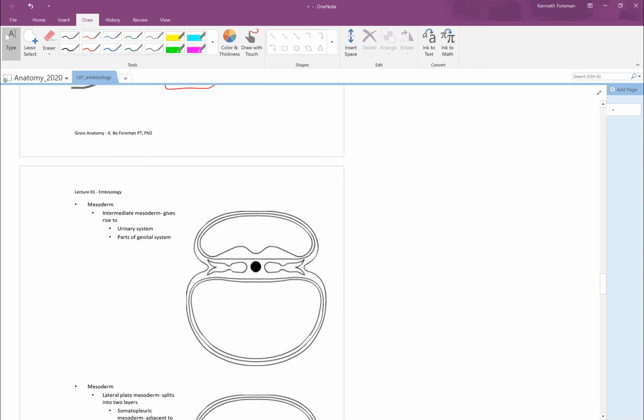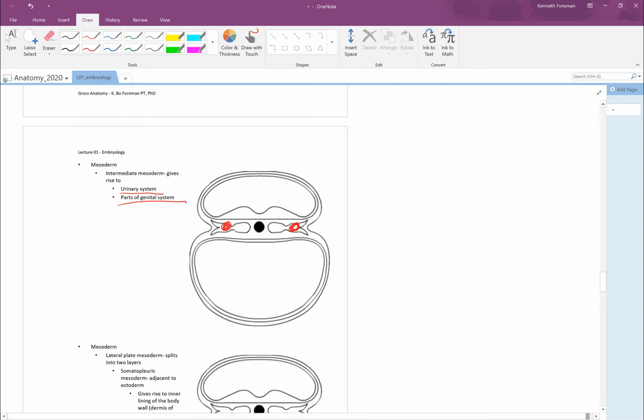Now we're going to next talk about this intermediate mesoderm. The intermediate mesoderm actually forms the urinary system and part of the genital system. So if you think about your urinary system, what is one of the main components of it that you need to be aware of? That would be your kidneys, right? Well, are your kidneys located behind your gut tube? Absolutely, right? They're in the posterior part of the abdominal wall. And we'll talk about that in a little bit more detail later.